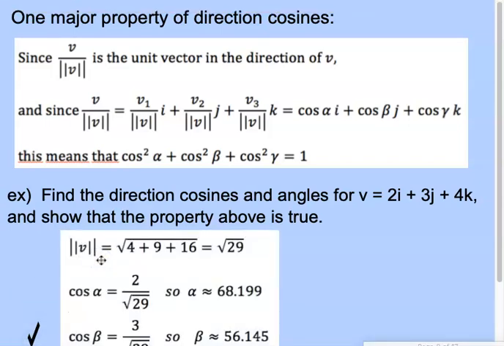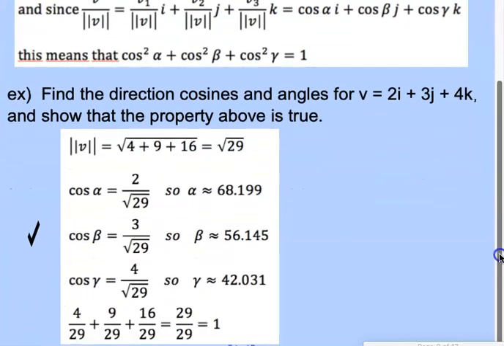Okay, so your magnitude is root 29. Your cosine alpha is 2 over root 29, so the first angle is around 68 degrees with the x-axis. Cosine beta, 3 over root 29, so beta is around 56 degrees with the y-axis. And cosine gamma, 4 over root 29, so gamma, which is the angle with the z-axis, is around 42 degrees. And a quick show that, yes, when you square each of the direction cosines and add them together, you get 1. Just so you know, these numbers are called the direction cosines, and these are the actual direction angles. These should have little degrees on them.